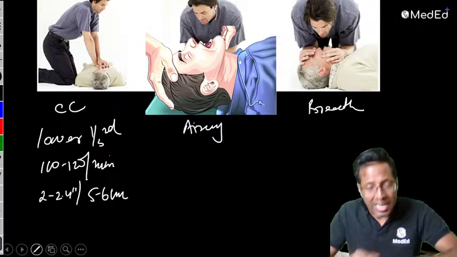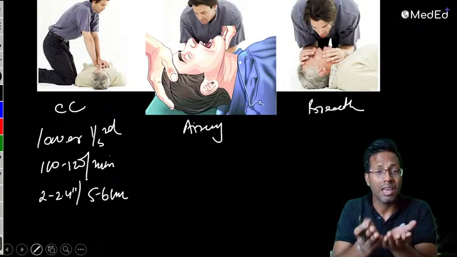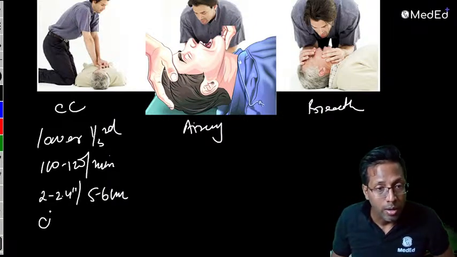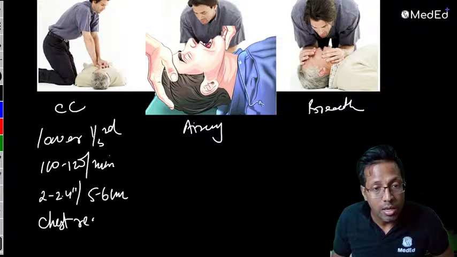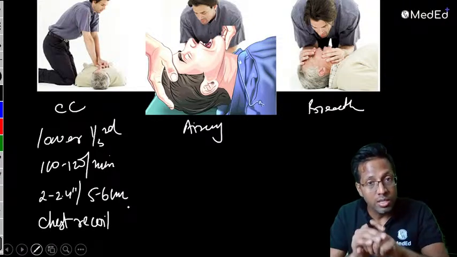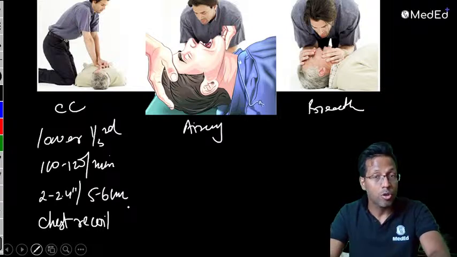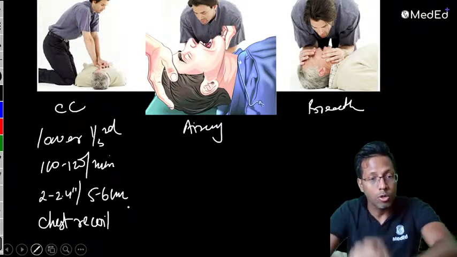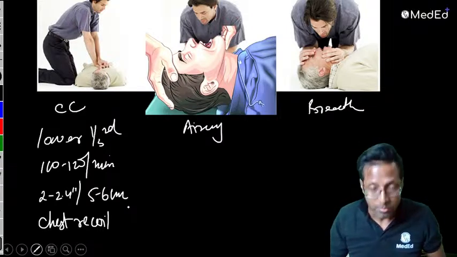And remember, do not sit on the chest. Let the chest come back. Allow the chest recoil. This is an important point. So when you're giving a chest compression, let it come back. Do not sit over the chest, just like Manjulika.